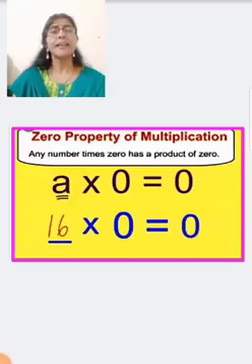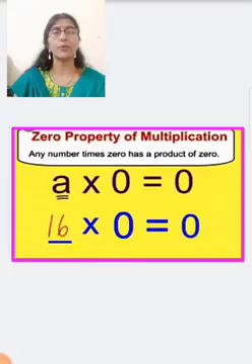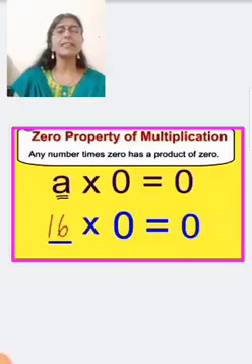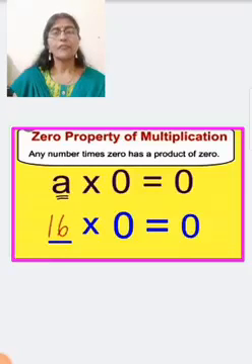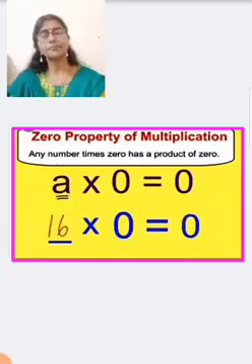Now let us see the next property, and the next property is zero property of multiplication, which means any number times 0 has a product of 0. That means if any number, like any integer or any whole number, is multiplied by 0, what will be the product? The product will be always 0. For example, if 16 is multiplied by 0, you will get 0.